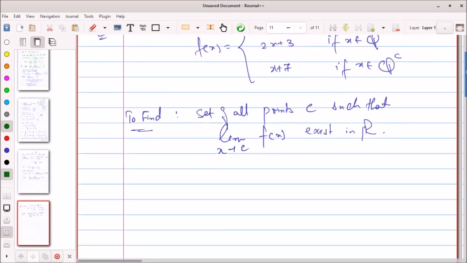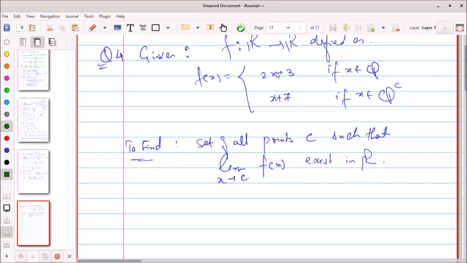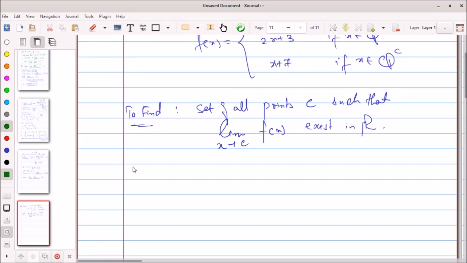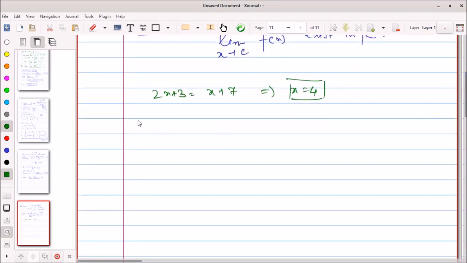Now if we are given a Dirichlet type of function, then to find the point c such that the limit as x tends to c of f(x) exists, we have to equate the function at rationals with the function at irrationals, and find the points of intersection. So 2x plus 3 equal to x plus 7 implies x is equal to 4.